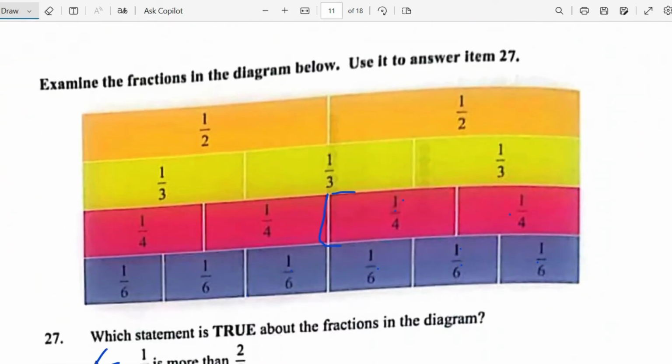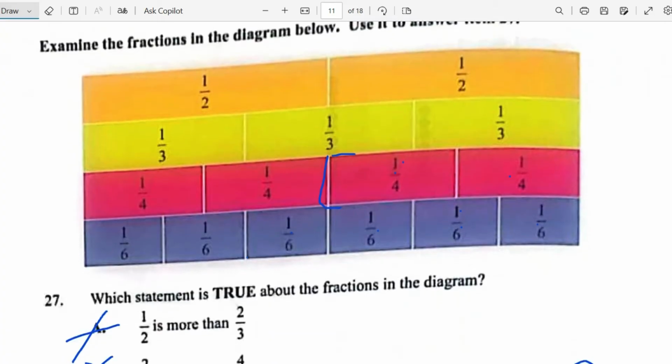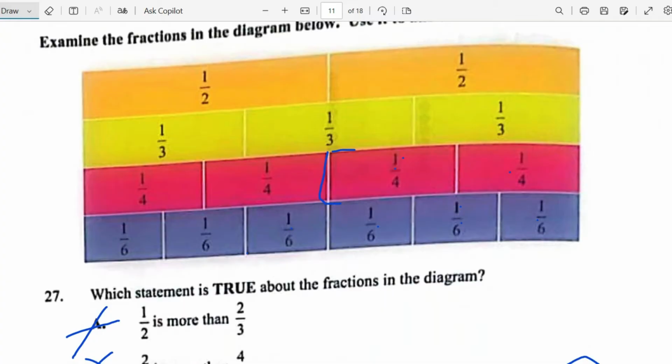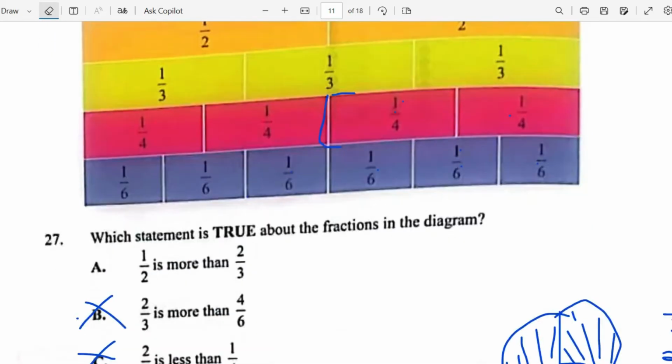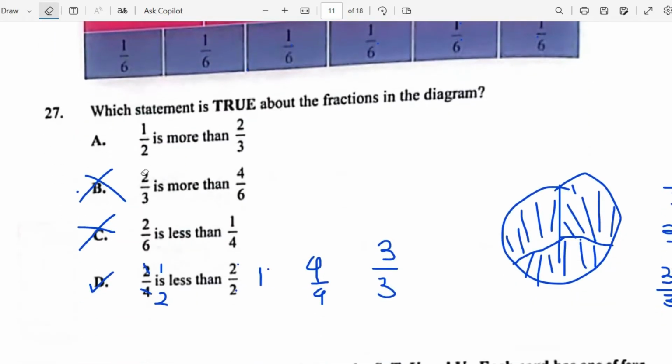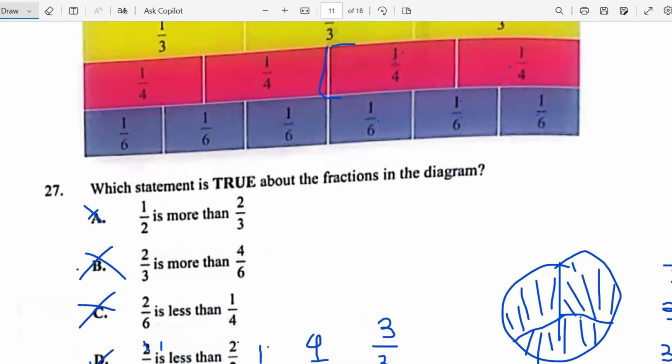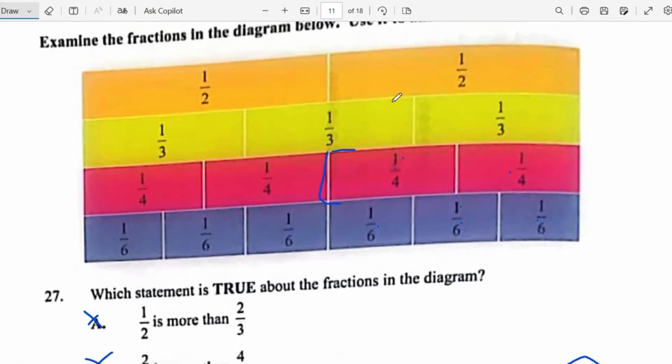Let's examine the fractions in the diagram below and use them to answer item 27, sorry. Alright, let me just put that X. Why is this not the correct answer? Because half is not more than 2/3.